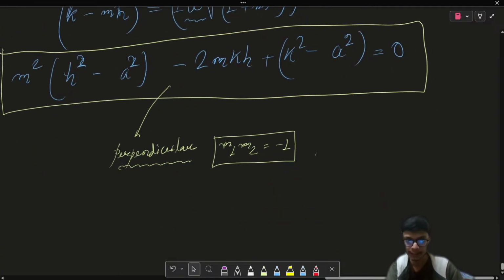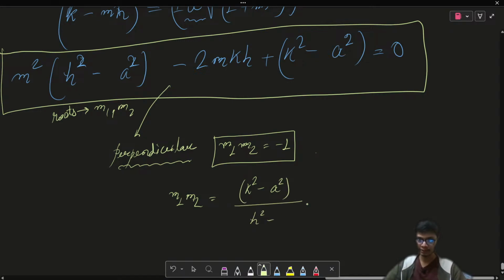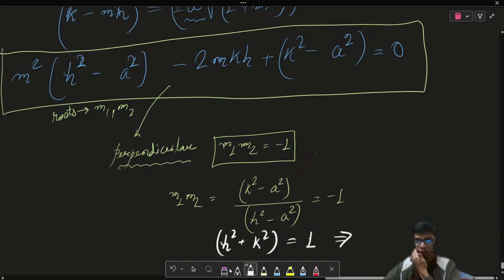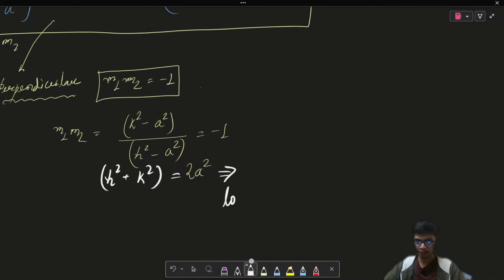We know that the roots are m1 and m2. So if I find the product of the roots from this quadratic equation, it is going to be equal to (k square minus a square) divided by (h square minus a square), and that should be equal to minus 1. So from here, if I simplify, I'll get h square plus k square should be equal to, sorry, 2 times a square.